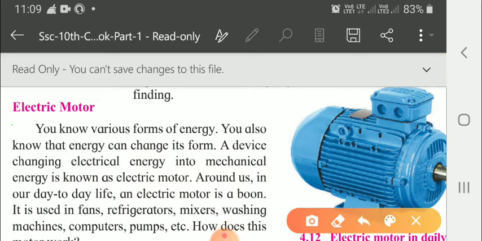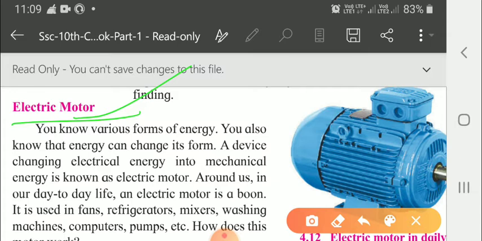So children, we are starting from here, electric motor. So we will see today that it is an electric motor. It is a device which changes electrical energy into mechanical energy, and it is called an electric motor.